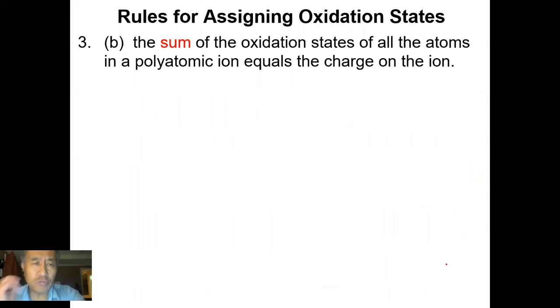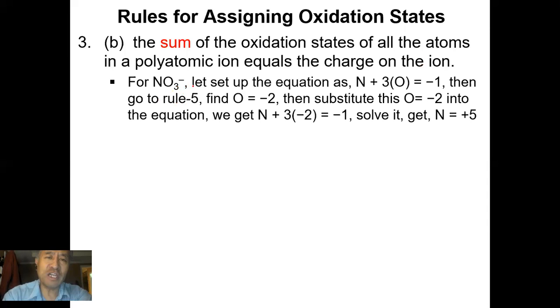So 3B is the sum of all oxidation states of all atoms for a polyatomic ion equals the charge of the ion. That means if you have this nitrate, NO3 negative, you will set up an equation with 1 N and 3 O equals negative 1. So again, you have two unknowns. So you have to use the next rule to find one answer, then come back.